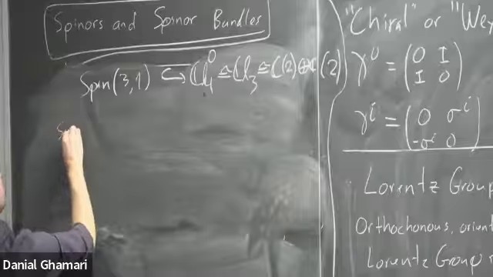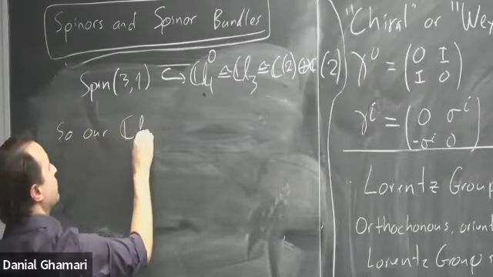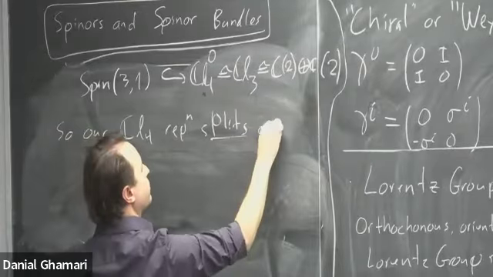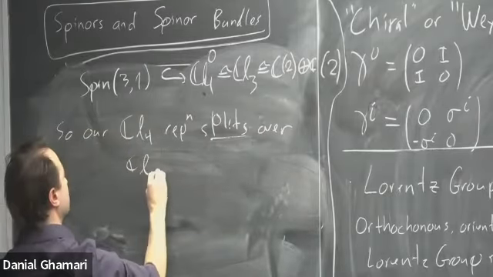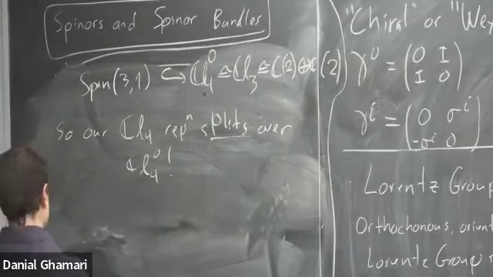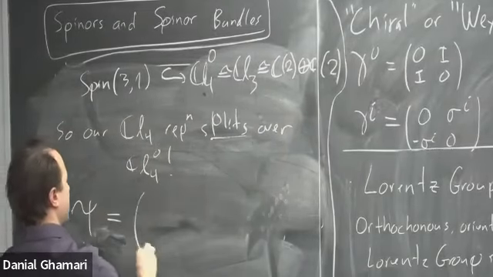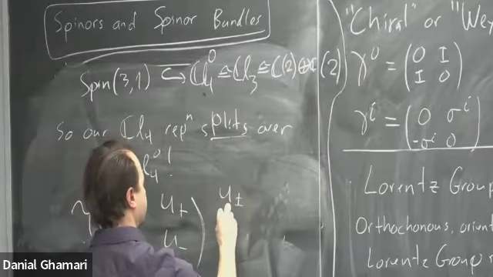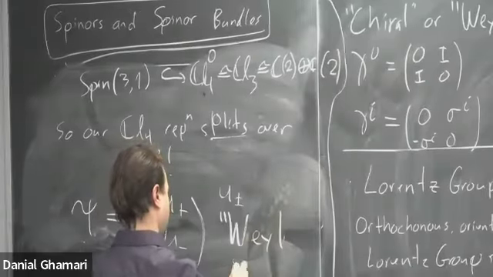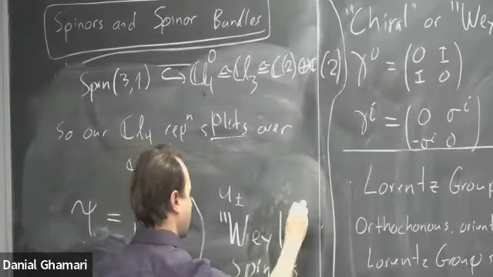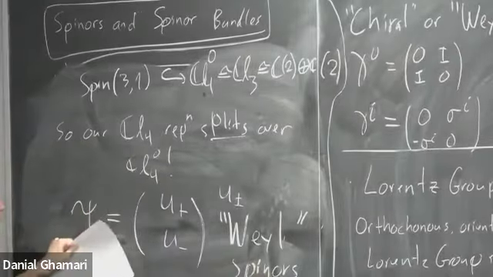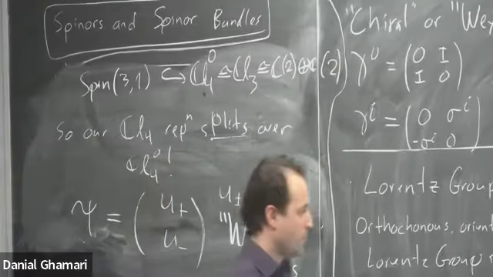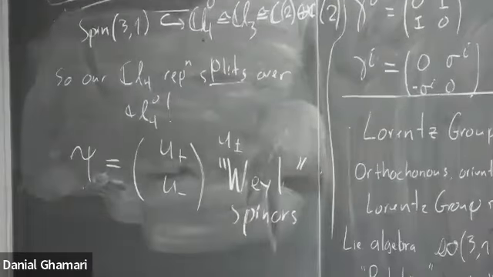Right? So our CL4 representation splits over the even subalgebra. So we have psi equal to U plus, U minus, where these things are called Weyl spinors. So the two irreducible representations found inside of the Dirac representation, these are called the Weyl spinors. And they're somewhat more elementary than their sum put together.